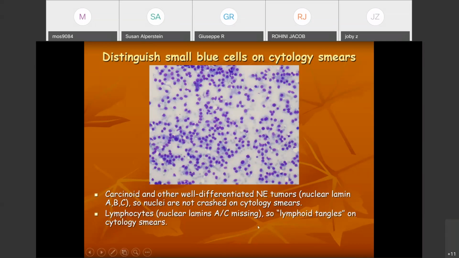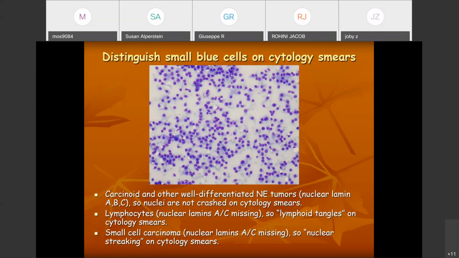And lymphocytes have lymphoid tangles because nuclear lamin A and C are missing. That's why you have lymphoid tangles. Small cell carcinoma, nuclear lamin A and C missing. Therefore, you have nuclear streaking in cytology. So the cell biologists love to collaborate with cytopathology, see which crew works, then they're going to analyze because they're going to find some difference.